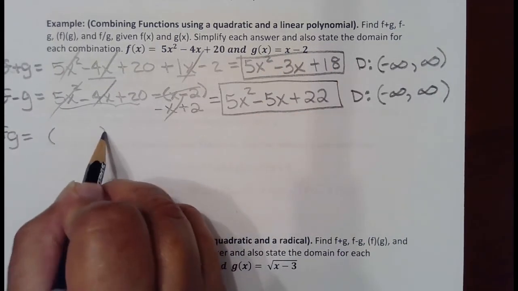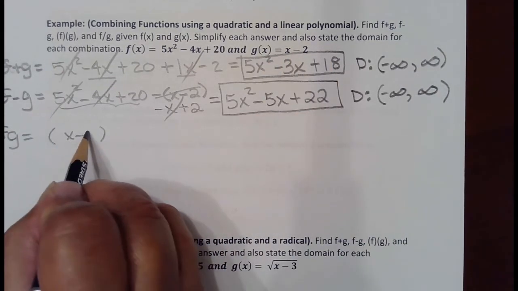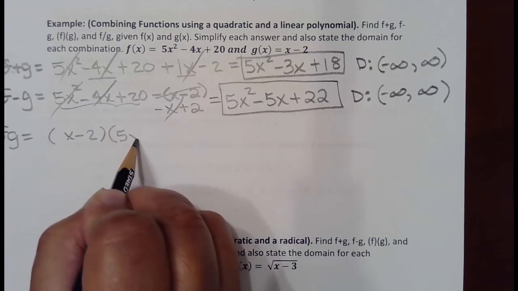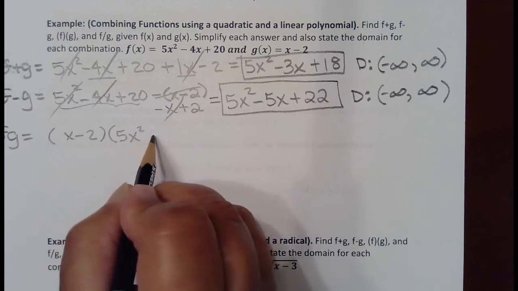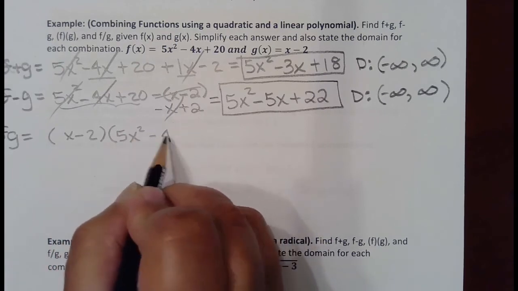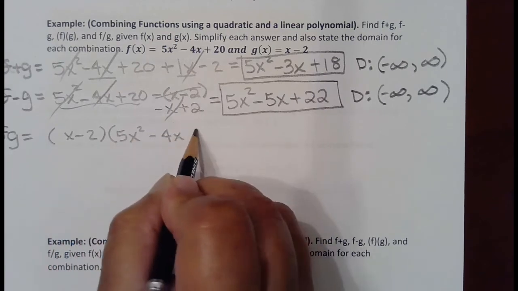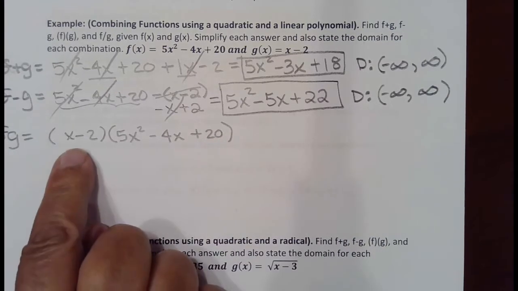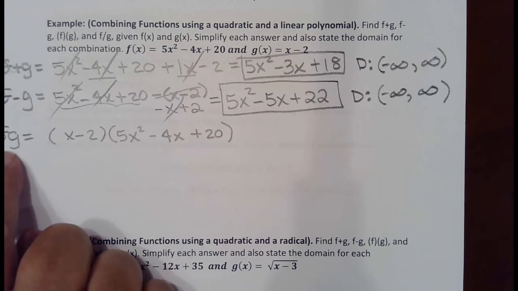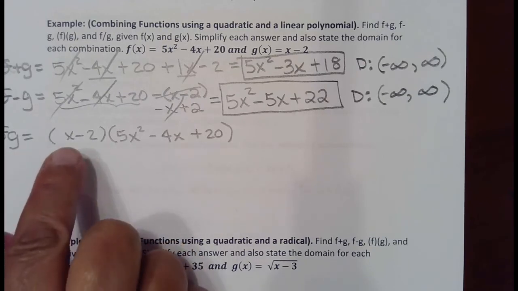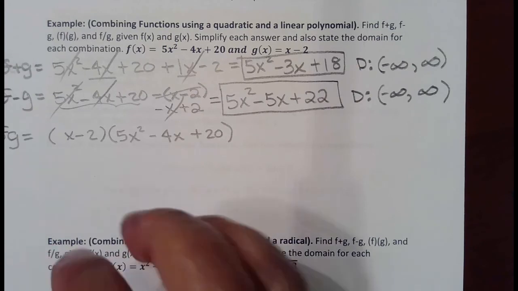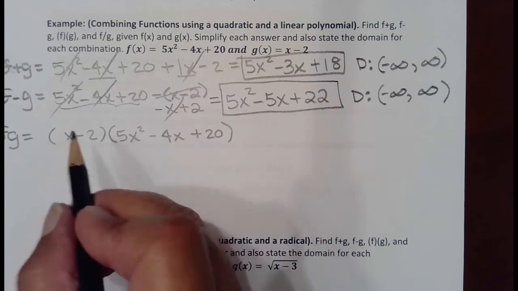Okay, so here's your tip: when you're finding a product, it doesn't matter whether you put the f function in front or the f function in back, if you get the same answer either way. This is just going to make it easier on you when you start to draw your arrows that show you what you need to multiply. You need to multiply 6 times. So the x gets multiplied by the 5x squared. It also gets multiplied by the negative 4x, and it also gets multiplied by the 20. That's 3 of the products you're going to find.